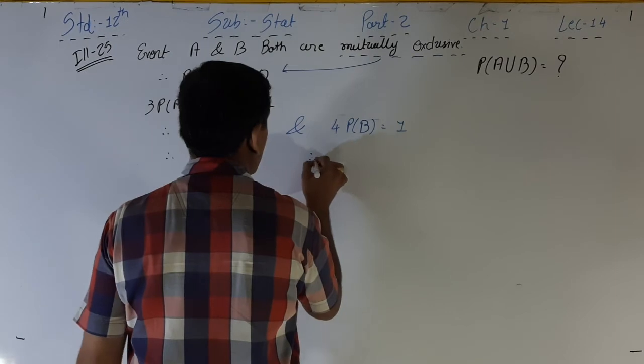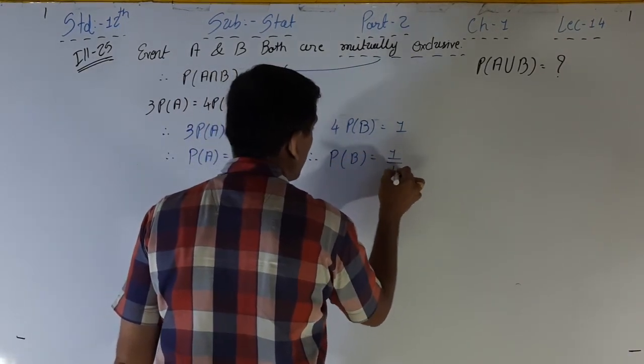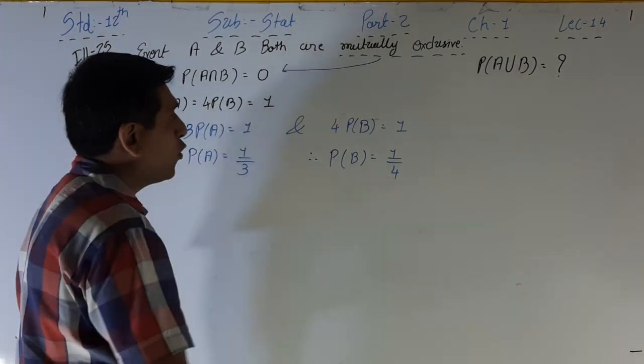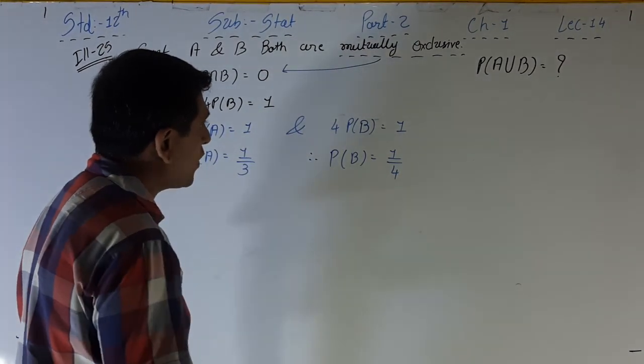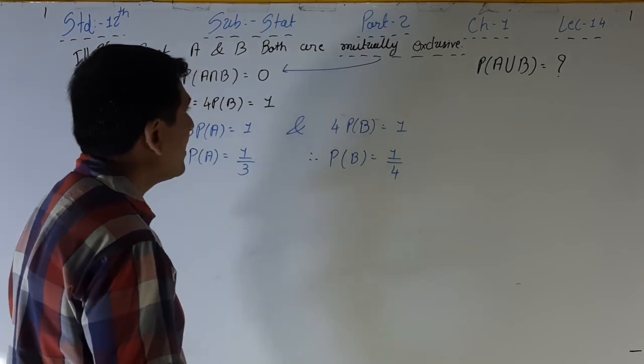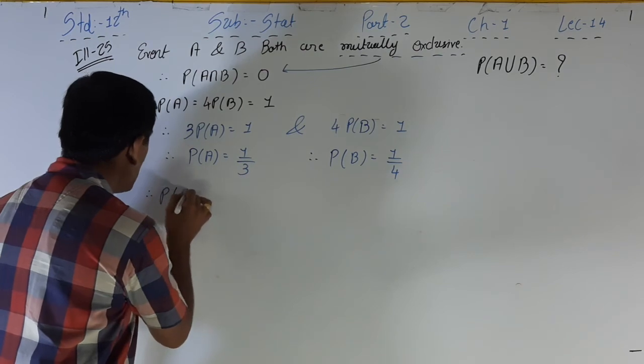And therefore P of B is equal to 1 by 4, right? 4 is transferred to the opposite side of the equals sign. That's why P of B is equal to 1 by 4. Okay, now see, what is the formula for P of A union B?